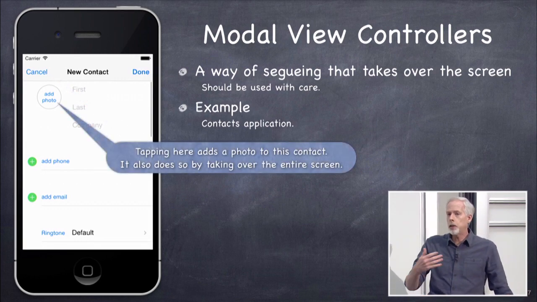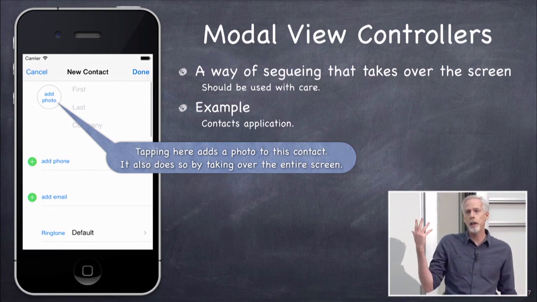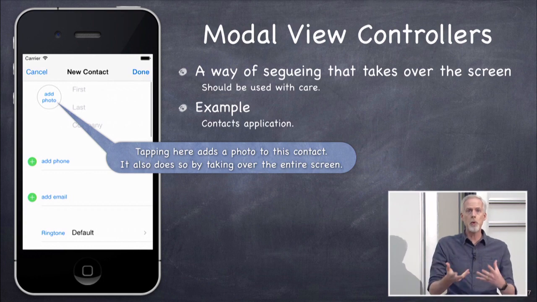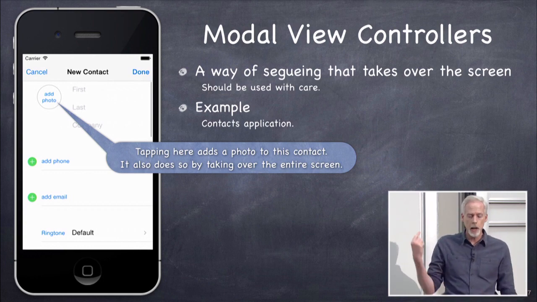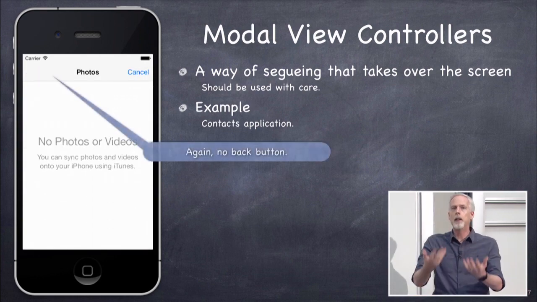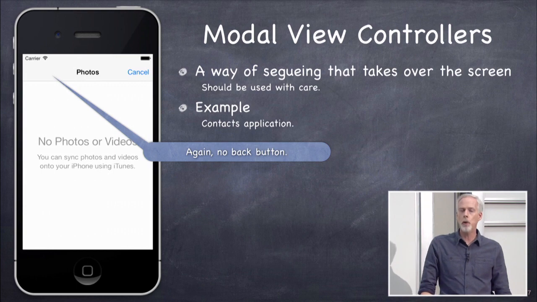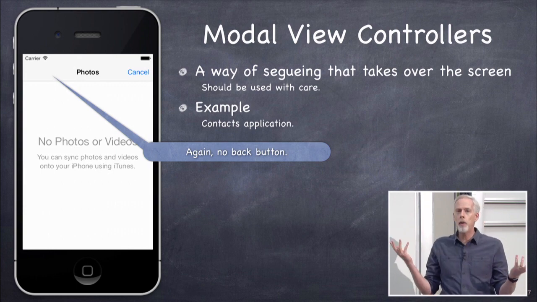And it's perfectly fine to have a modal MVC that brings up another modal MVC. In fact, this one does. I'm adding a new contact here, and I'm going to add a photo for my contact. So I'm going to click this Add Photo button right here. And when I do, another MVC, presumably the camera or the photo library, photo choosing MVC, comes up on top. And again, I can't do anything now until I've dealt with this.